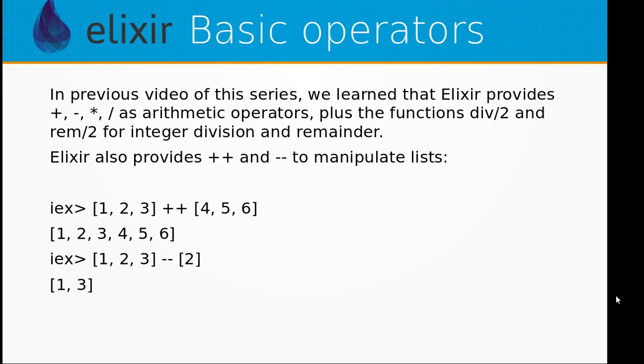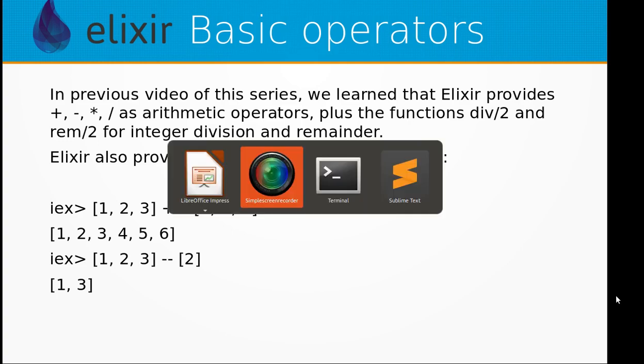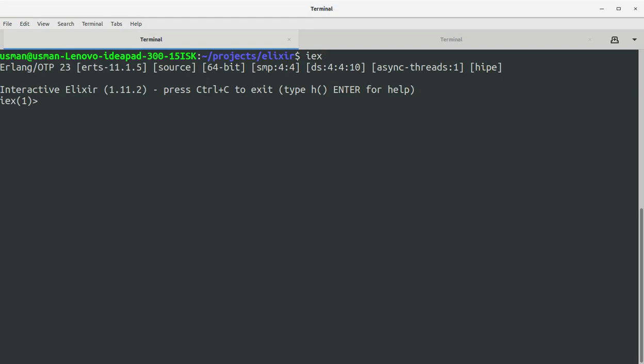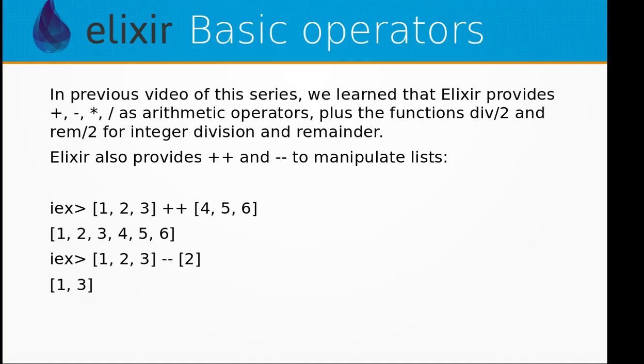In the previous video of this series, we learned that Elixir provides plus, minus, asterisk, and forward slash as arithmetic operators, plus the functions div/2 and rem/2 for integer division and remainder. Elixir also provides double plus and double minus to manipulate lists. So let's get started and start the interactive mode of Elixir. Okay, we are in the interactive mode now.